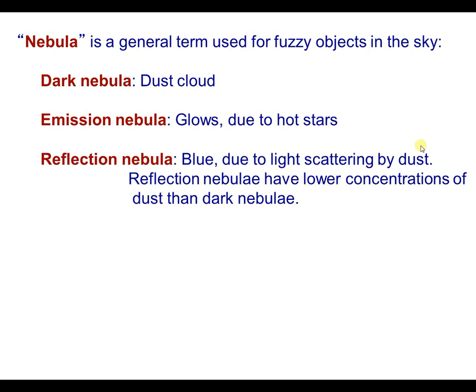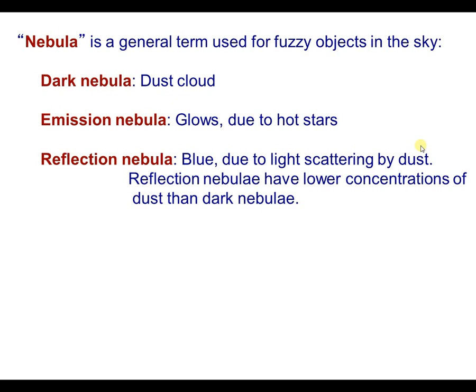An emission nebula, on the other hand, is one that actually glows because there are hot stars near it, so it is emitting light. So that's where the term emission comes from. It emits light because it's glowing due to nearby hot stars that are warming it and causing it to glow.